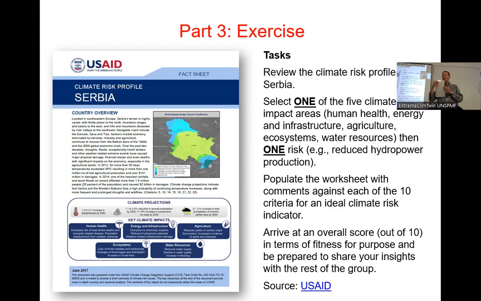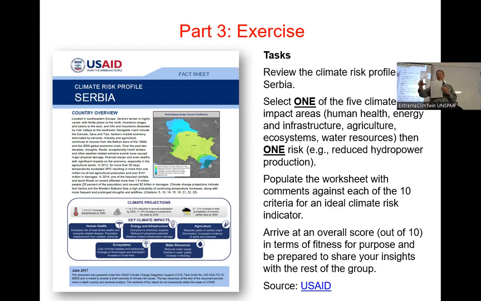What I'd like you to do is to identify one of those risks and start to devise your own climate risk indicator for something that is relevant to Serbia, if you're from Serbia. If you're joining us from another country, perhaps the Netherlands, maybe you can think about an indicator that's relevant to the Netherlands or indeed Norway. Does that make sense? So start by just browsing this document.